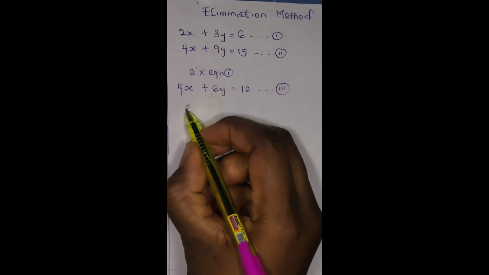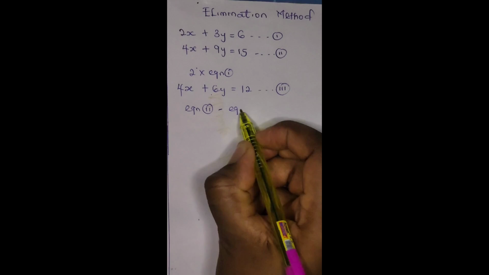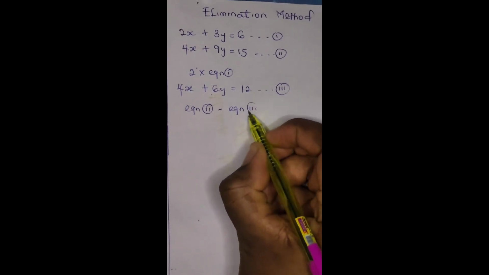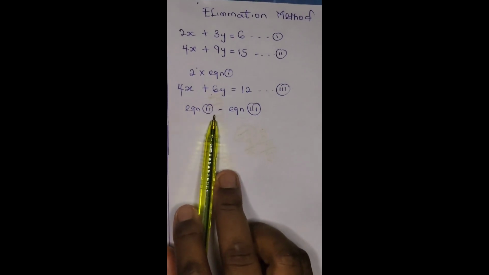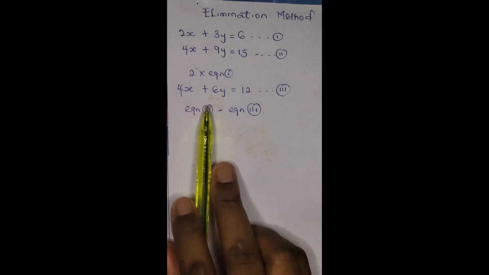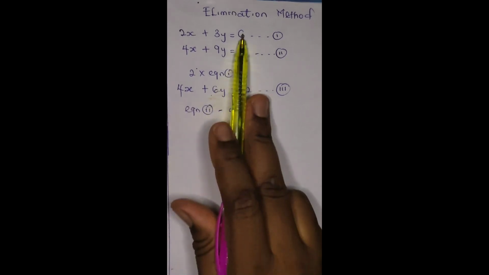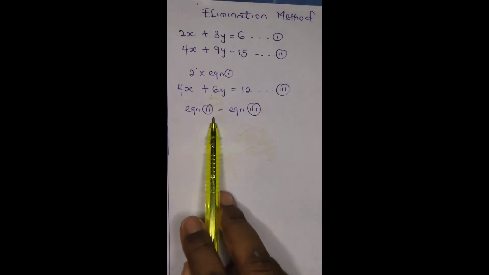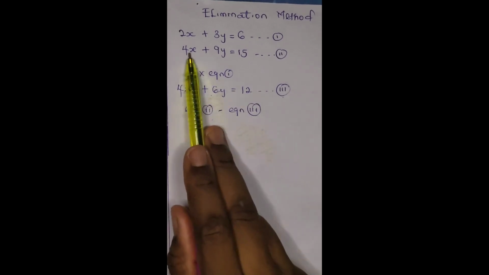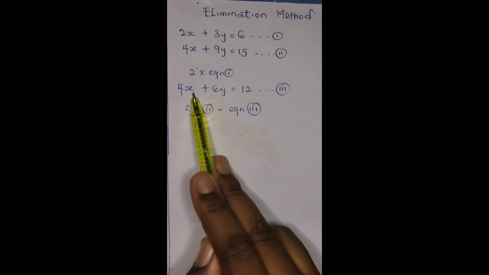Now, we can then subtract equation 3 from equation 2. So we have equation 2 minus equation 3. Now, remember, the reason why we are doing all these things is just for us to be able to eliminate x from these two equations. So if we have equation 2 minus equation 3, we'll be having 4x minus 4x. So x is gone, which is it has been eliminated.